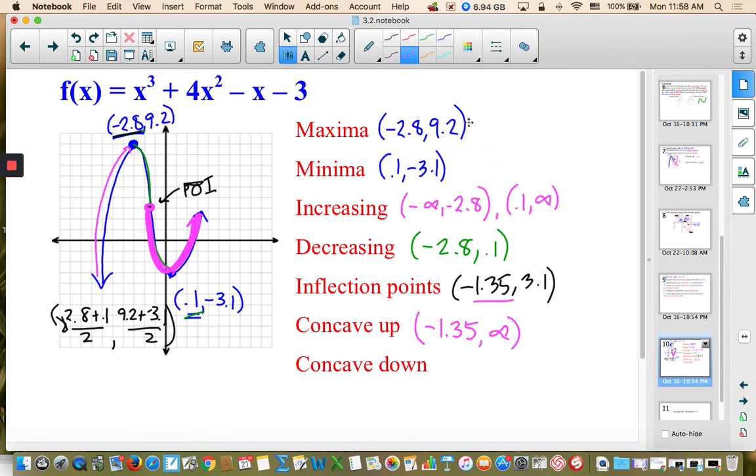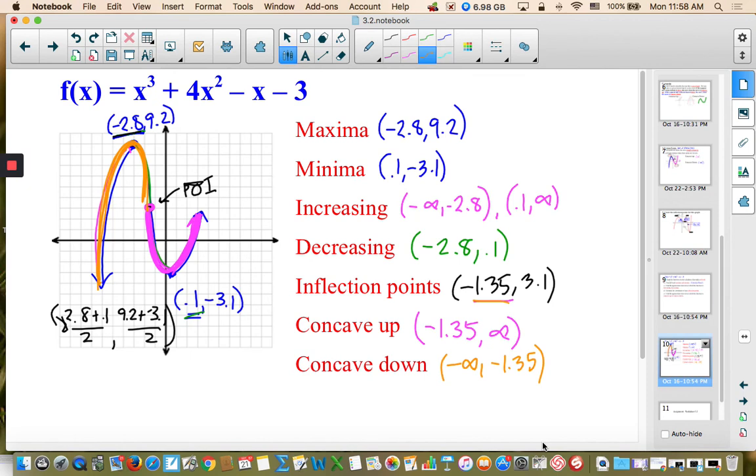And then where is it concave down? Well, concave down would be this part right here. So that's from negative infinity up to this point of inflection where the x value is negative 1.35. So that's from negative infinity to negative 1.35. That is maximum, minimum, increasing, decreasing, points of inflection, and concavity.